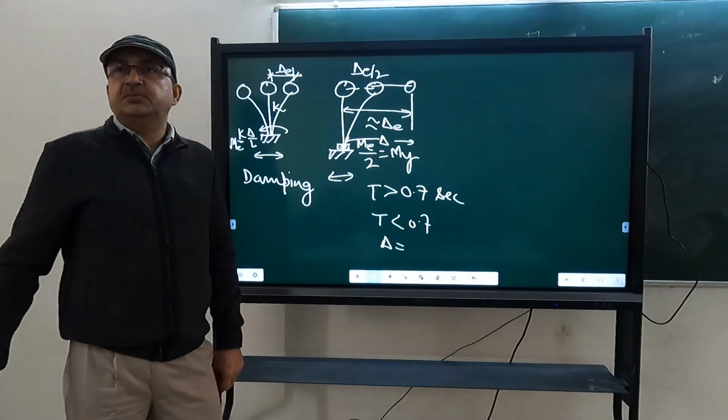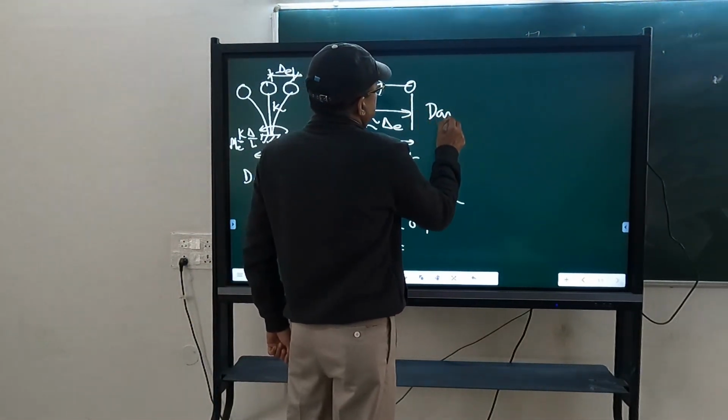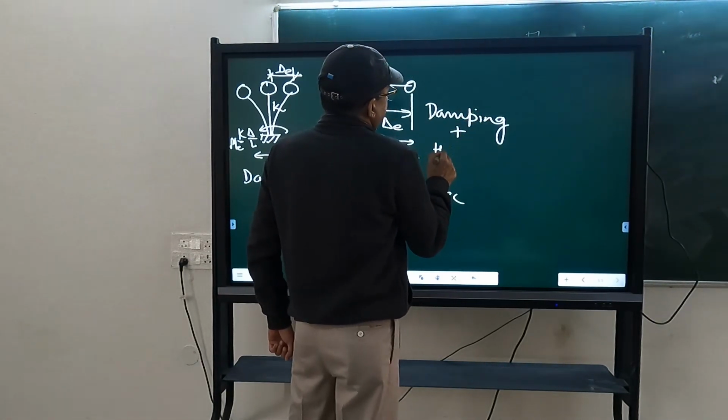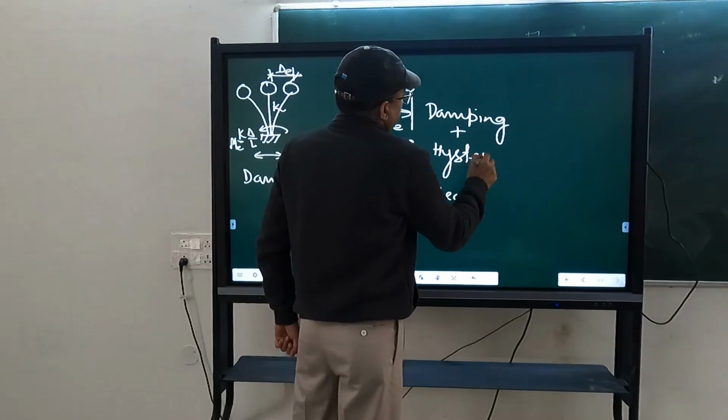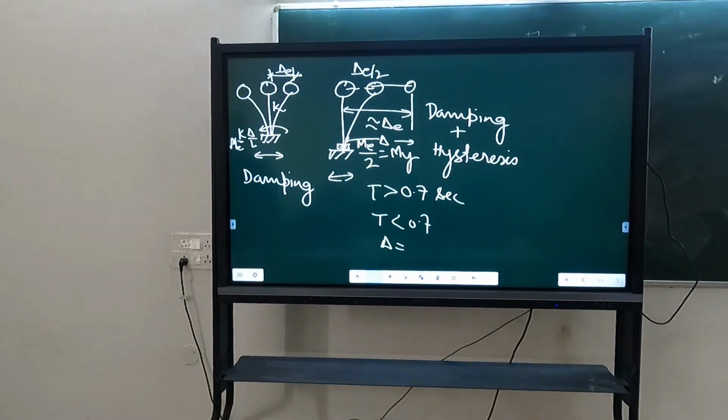Here additional energy dissipation occurs. Why? It is having damping as well as hysteresis. So hysteresis has to dissipate more energy.